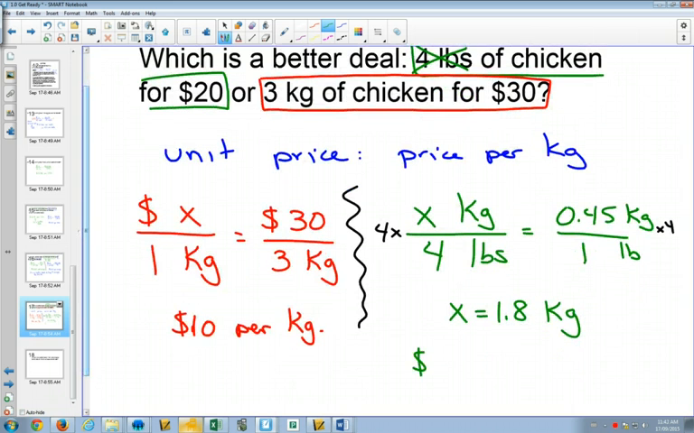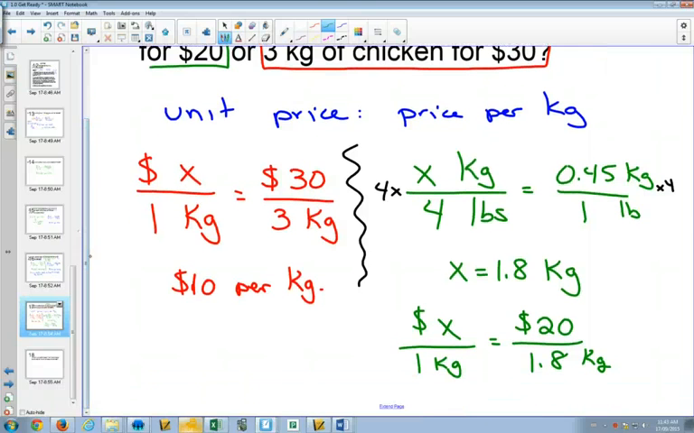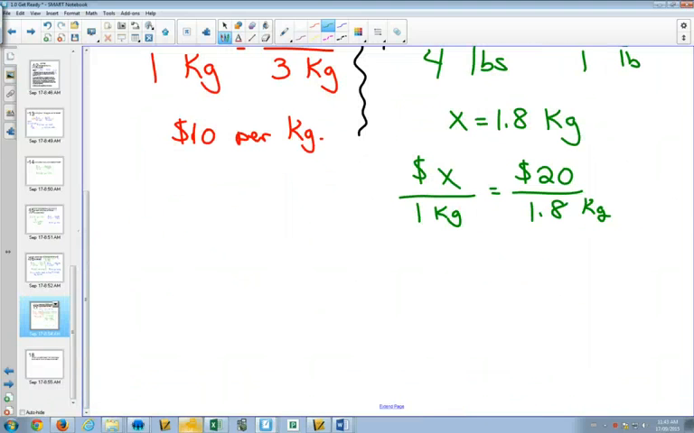Because I want to find my price for 1 kilogram, and I know that my price is $20 for 1.8 kilograms. So I go to my calculator, 20 divided by 1.8, and I get 11.11 per kilogram.